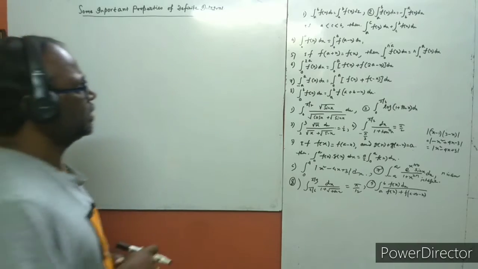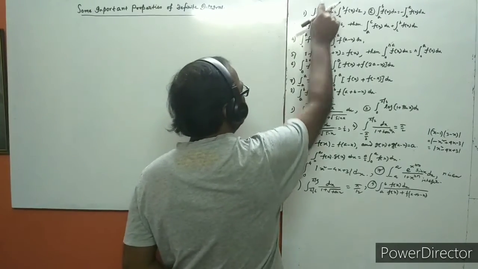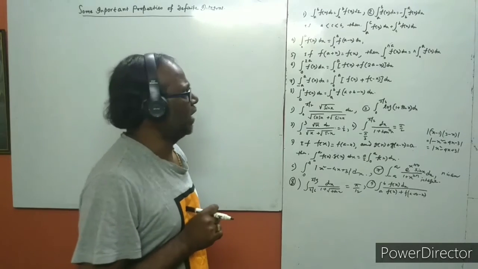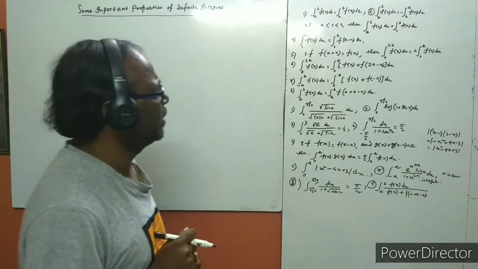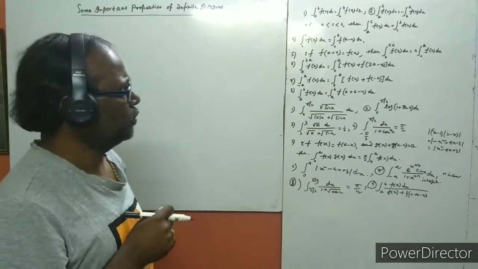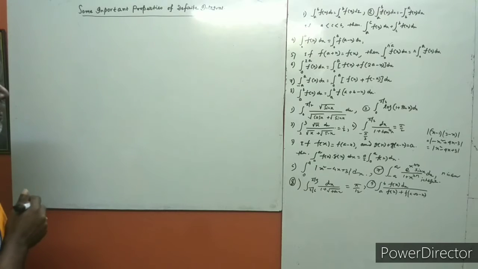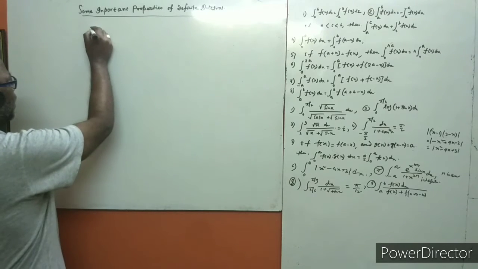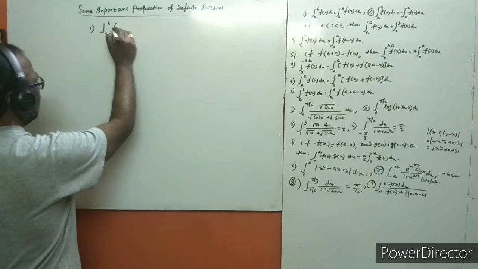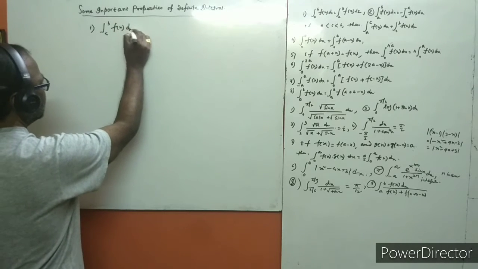Now the first property: the integral from a to b of f of x dx. There is a variable x, and on the right-hand side there is a limit a to b also, but the variable is different, so both are equal.